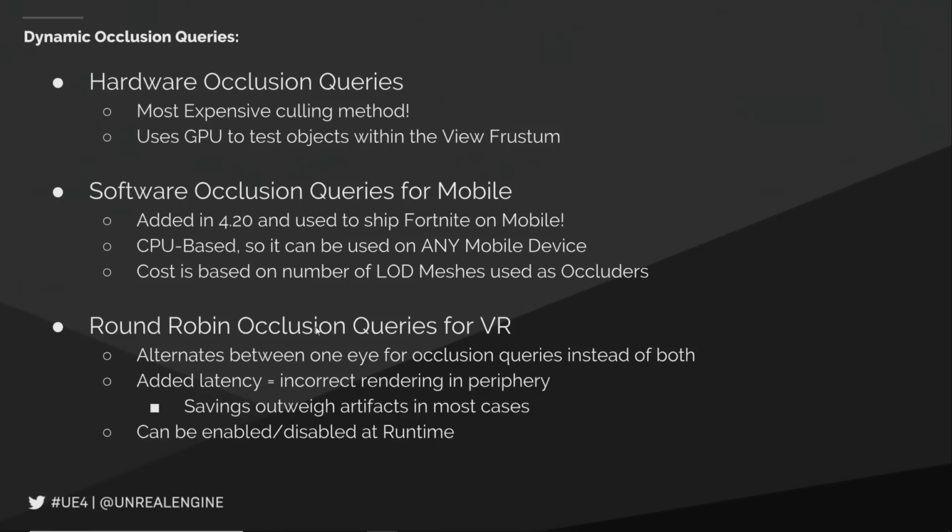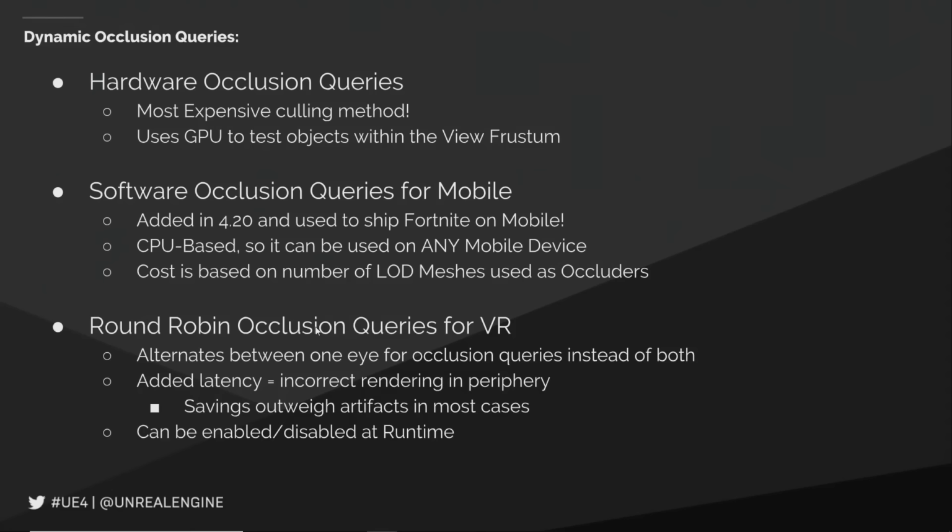Another new addition that we had was round robin occlusion queries for VR, and what this does is it just alternates between one eye for occlusion queries instead of both. Before we were checking both eyes, and while it gives more accurate results, you're having to do occlusion queries twice, and you're essentially paying almost double the cost maybe. So by enabling this, which can be done at runtime to check, we're actually saving performance by only worrying about one eye.